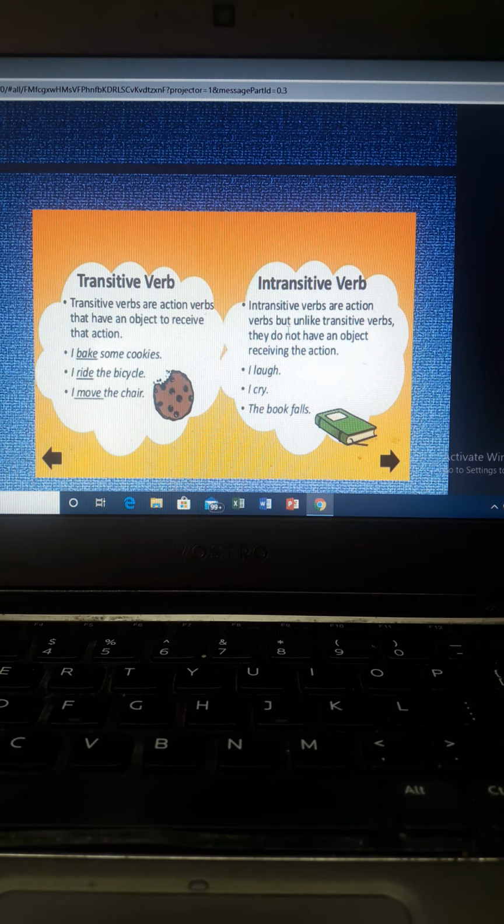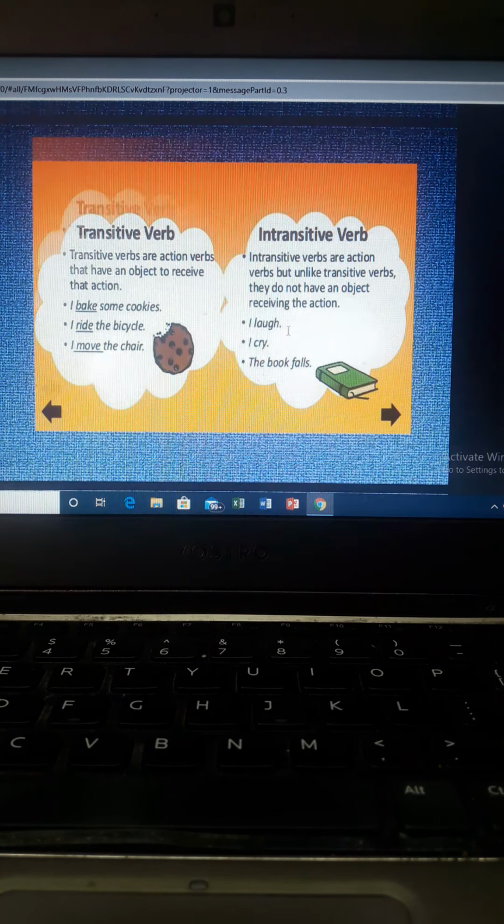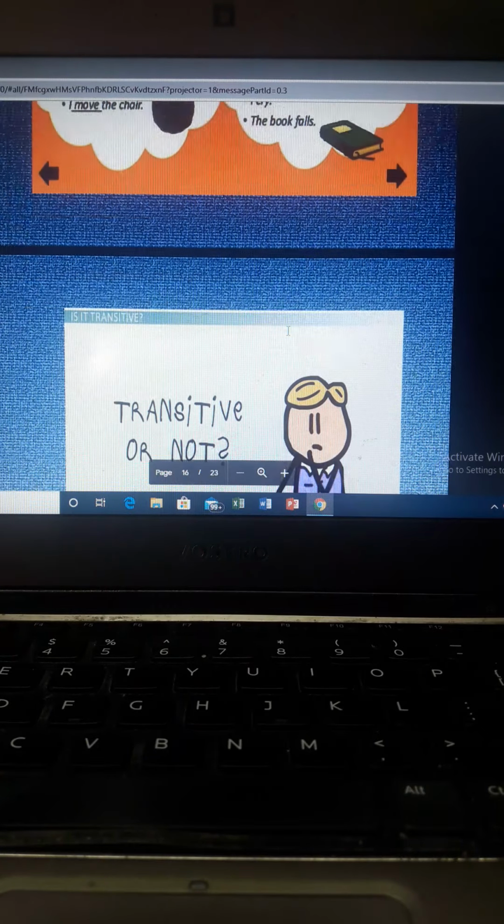Is it clear? Transitive verbs are action verbs which have an object to receive. Like I ride the bicycle. Ride is a verb. Who is the receiver? Bicycle. So ride in this case will become a transitive verb. I cry. What is the verb? Cry. But there is no object in it. So it becomes an intransitive verb. Clear? We move on to the next one.